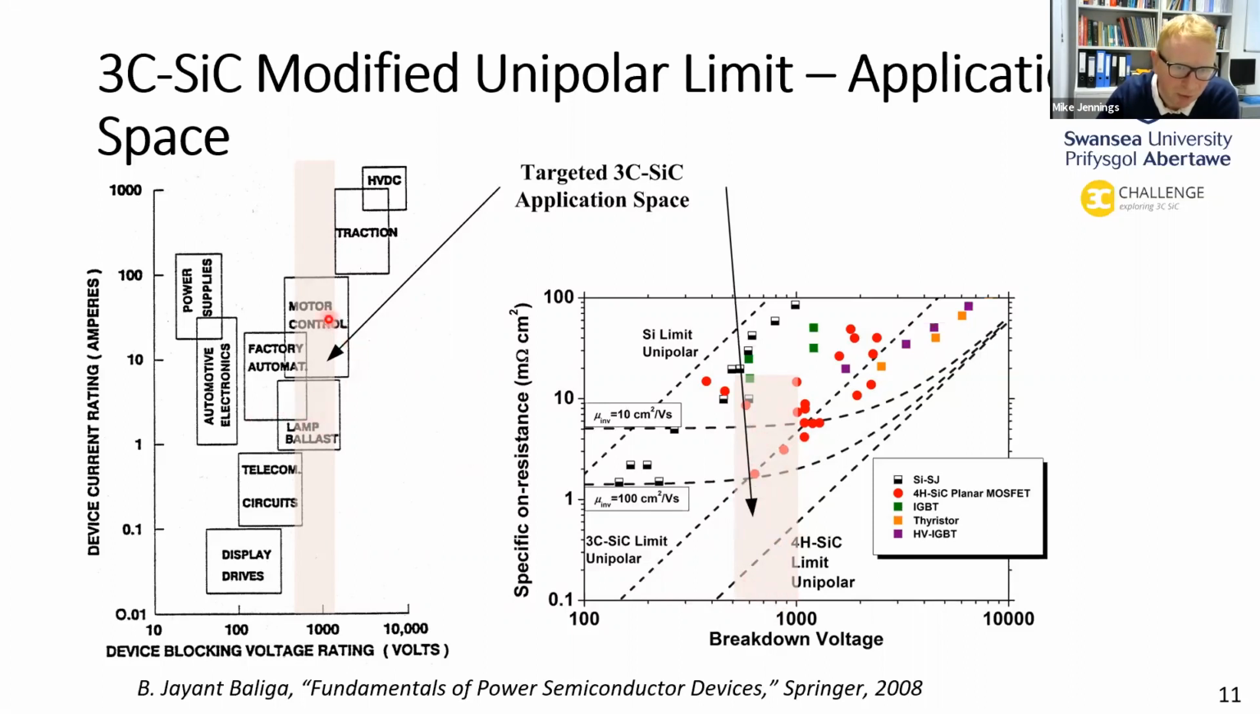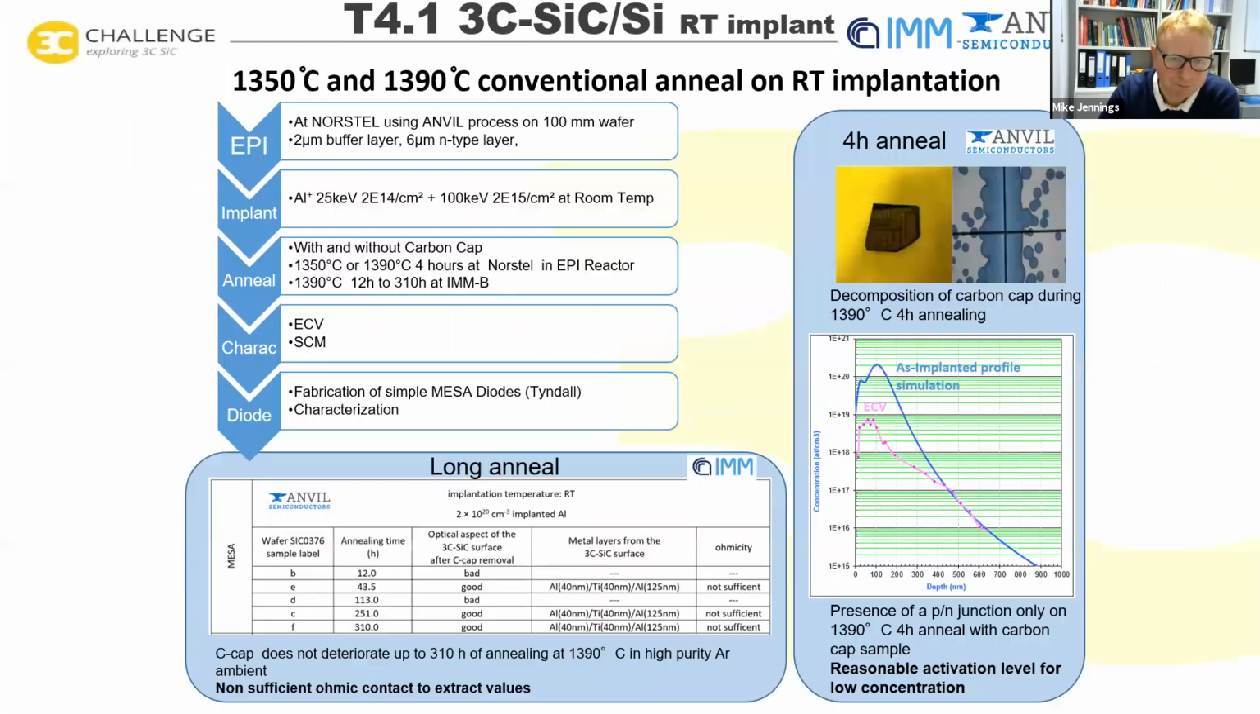So we are really comparing the devices within this 800 volt to 1,000 volt range. This is taken again from Baliga's textbook. That's typically motor control, electric drives, propulsion systems for electric vehicles, or lower power industrial drives.